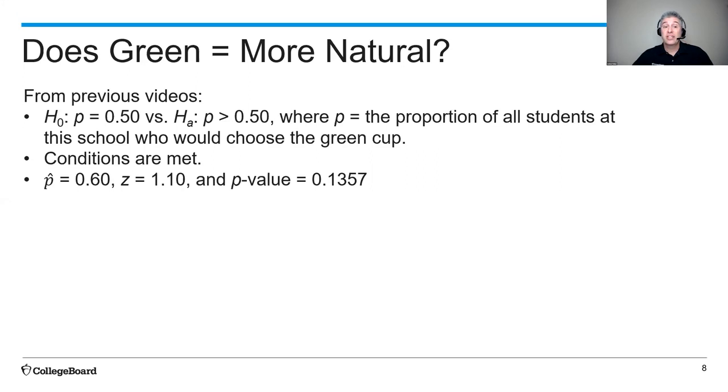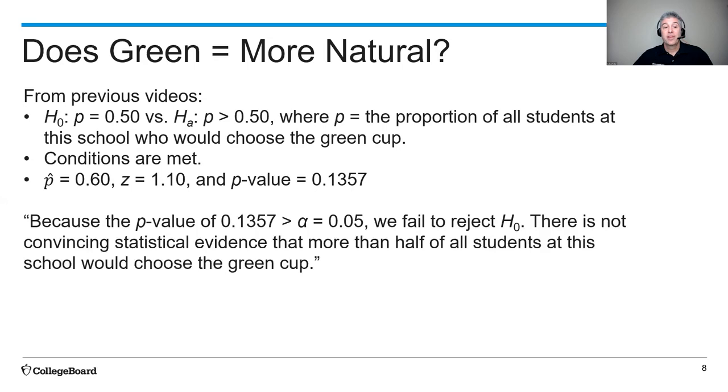We also learned that the conditions have been met, and that the z statistic is 1.10, and the p-value is 0.1357. Here's our conclusion. Because the p-value of 0.1357 is greater than our significance level of 0.05, we fail to reject the null hypothesis. So there is not convincing statistical evidence that more than half of all students at this school would choose the green cup.